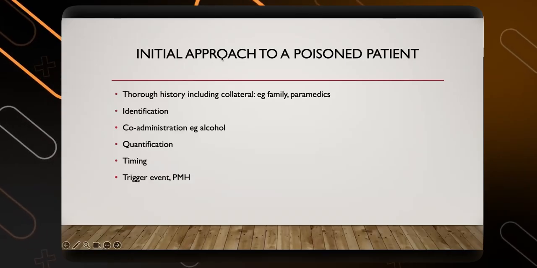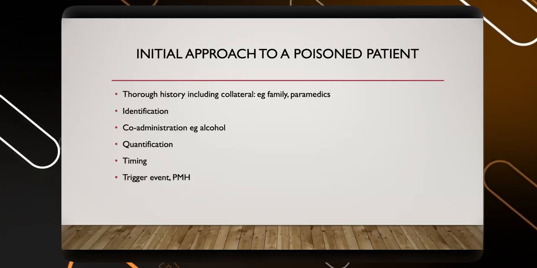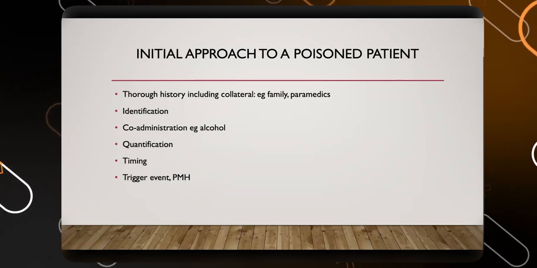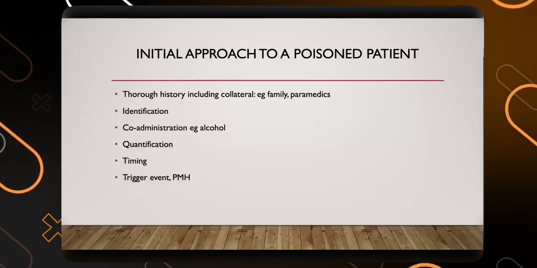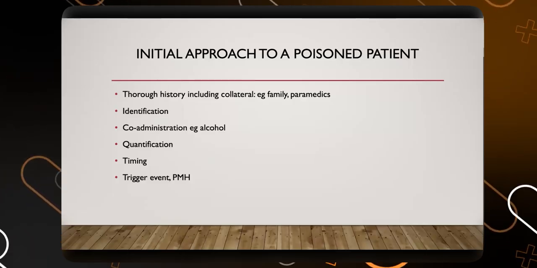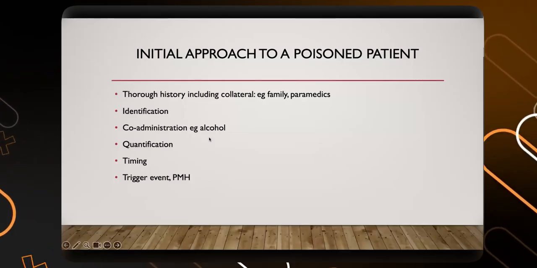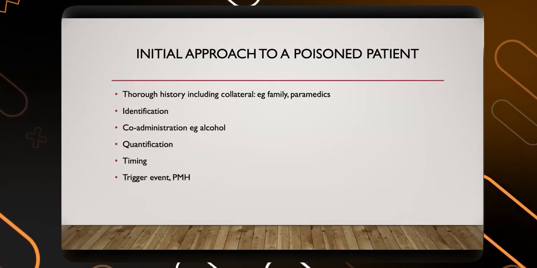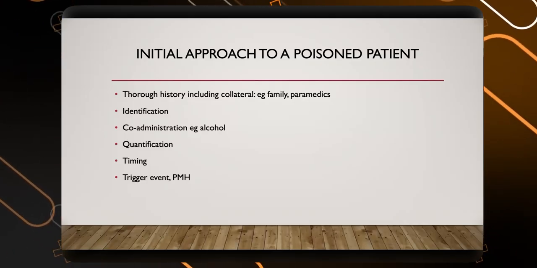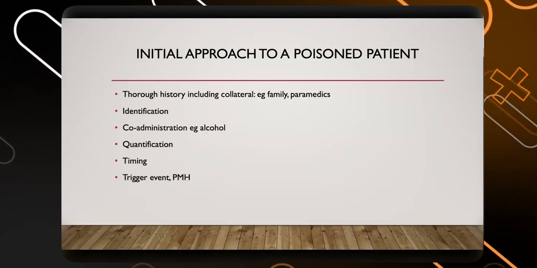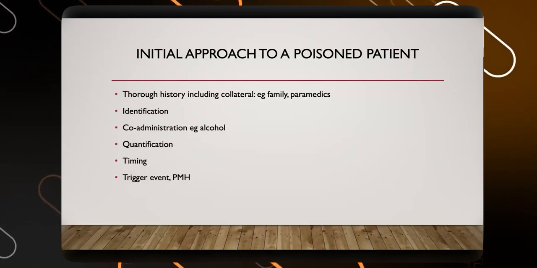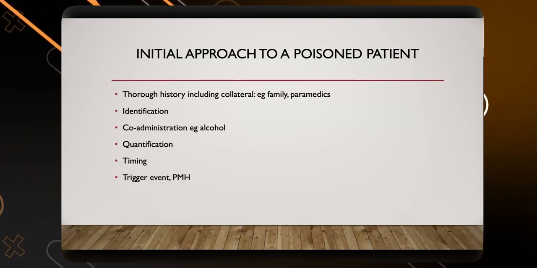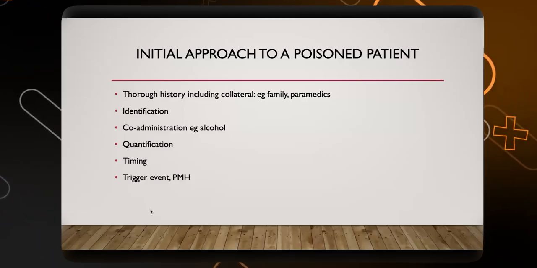Now, what is the initial approach to a poisoned patient? Firstly, history, like with any other patient, but obviously the history has to be via a collateral history, for example, from family or paramedics. Try to identify the poison. If there has been co-administration with any other poison, or 2 or more poisons involved, or for example, alcohol is involved as well. Try and quantify how much poison has been taken, the timing of the event, and if there has been a trigger event, for example, in mental health or any past medical history, which might guide us towards investigation and further management.